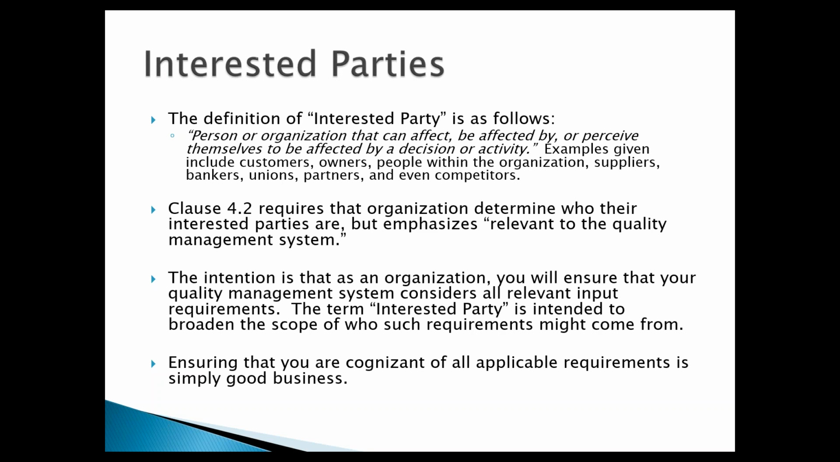Now in section 4.2, it states that the organization needs to determine who their interested parties are, but goes on to state that these are going to be interested parties that are relevant to the quality management system. So the idea is that as an organization, you need to make sure that your quality management system is considering the relevant input requirements. And using this term interested party, it was meant to broaden the scope of who those requirements were going to be coming from. And the big idea here, of course, is that you should be cognizant of applicable requirements. That's good business, right?